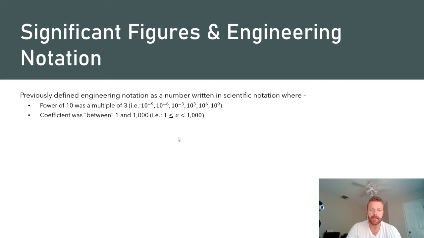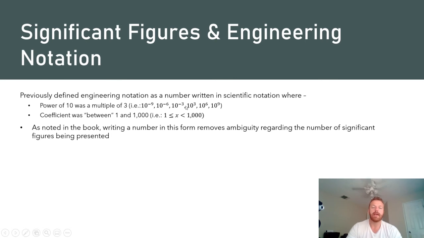So we said on the last slide, when you have a number in engineering notation, it's going to be a coefficient between and including 1 and less than 1,000, multiplied by a power of 10, where the exponent is a multiple of 3. And as is alluded to in the book, one of the big advantages of writing a number in engineering notation is that it removes ambiguity in the amount of significant figures that someone is presenting.